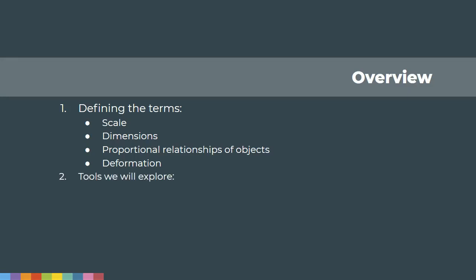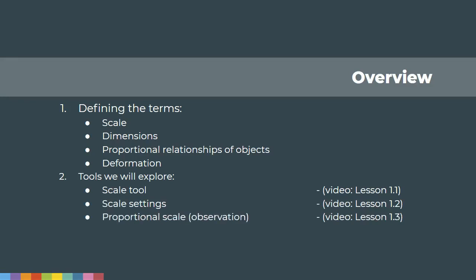We will also be exploring some tools. Just really quickly, these will all be in separate videos. You will see the videos listed next to the name of each segment. First off, the scale tool itself. Then we'll be doing scale settings, relevant settings we need to do before we start our projects. We'll also be talking about proportional scale as an observational skill. And then finally, we'll be using the XForm modifier, showing you how to correct any deformations that may occur.